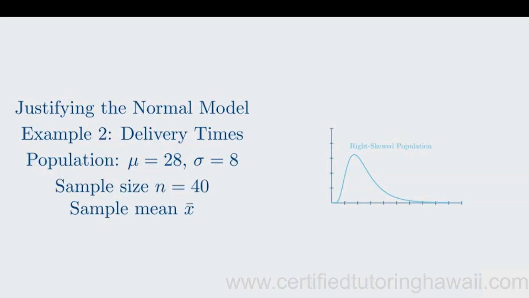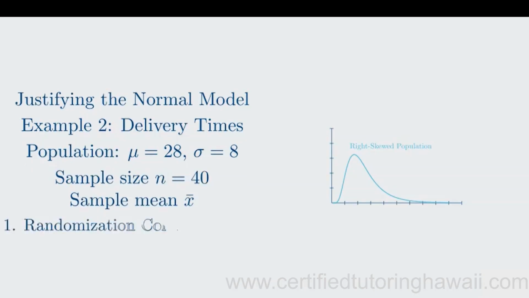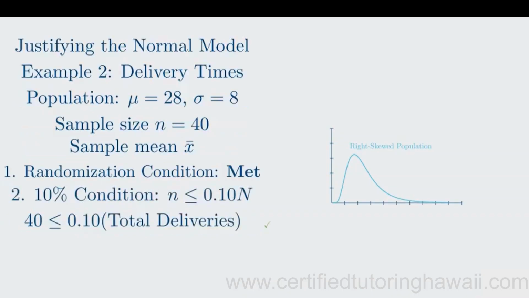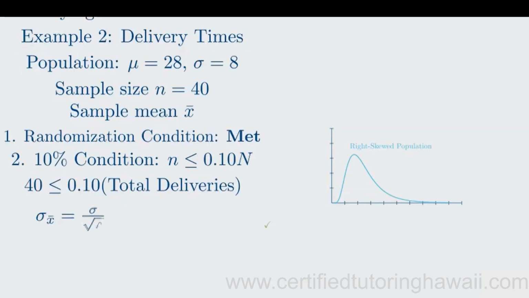Can we describe the sampling distribution of x bar? First, the manager took a random sample. This satisfies the randomization condition, allowing us to generalize our findings to the population of all deliveries for this restaurant. Is 40 less than 10% of all deliveries? If the restaurant makes more than 400 deliveries in total, which is very likely, the 10% condition is met. This justifies our calculation for the standard deviation. The standard deviation of x bar is 8 divided by the square root of 40, which is approximately 1.265 minutes.